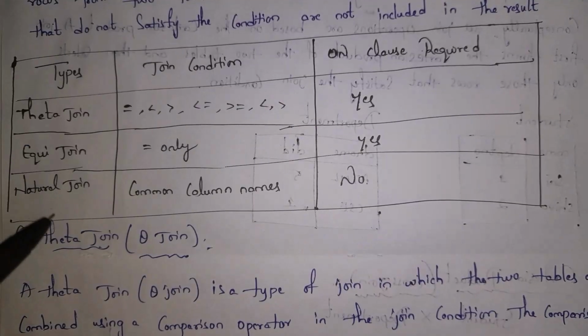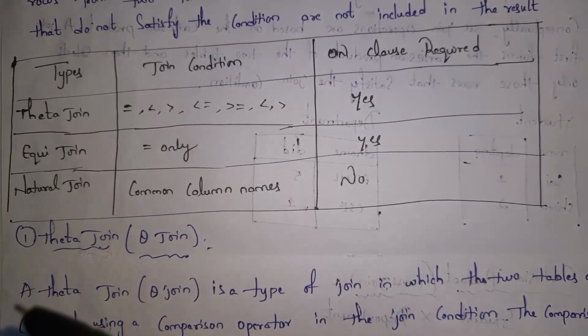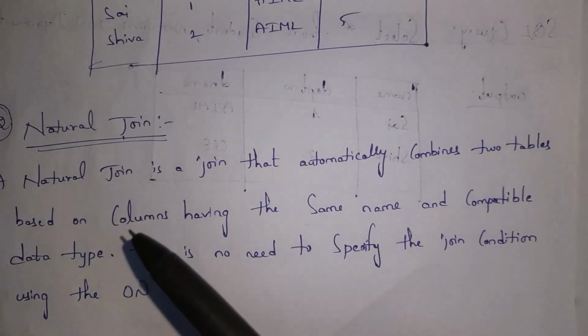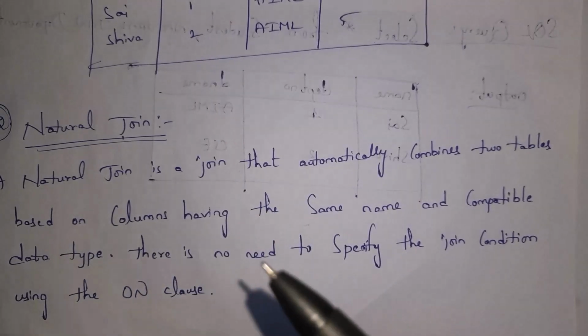And the third one is natural join. In natural join operation there is no need of using an ON clause. And if you want to perform natural join operation, there must be common column names. I'll give examples so that you can clearly understand. A natural join is a join that automatically combines two tables based on columns having the same name and data type. Here there is no need of using an ON clause. In two tables, if column name and data type both are the same, then the two tables can be combined easily.